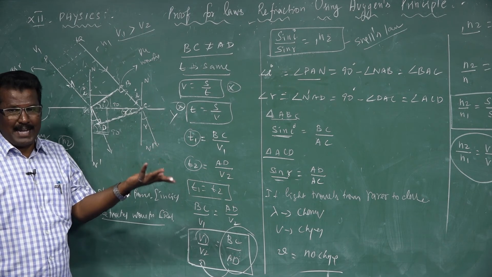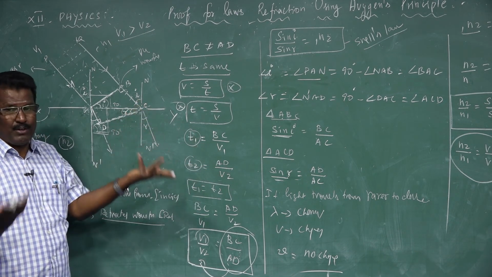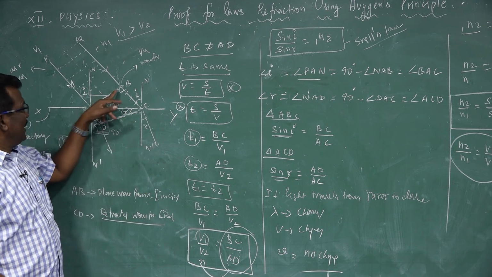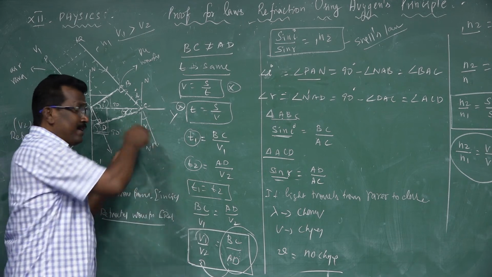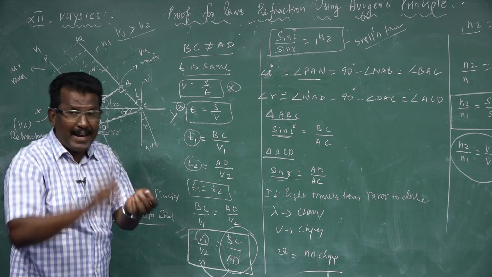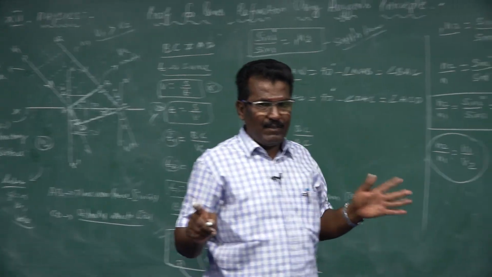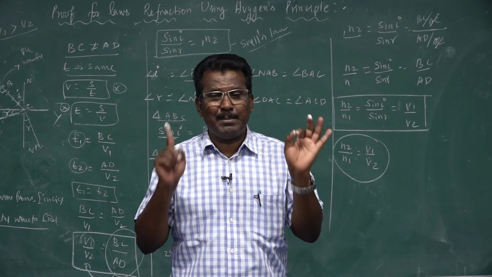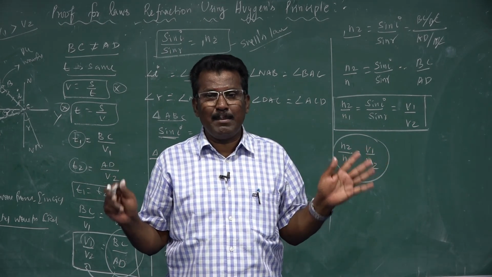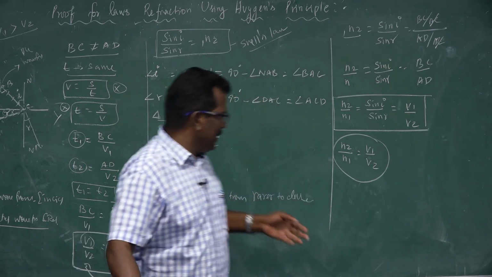Frequency depends upon the time: nu is equal to 1 by t. If the t remains the same, the frequency is the same. The frequency from rarer medium to denser medium is the same. Similarly, when light travels from denser medium to rarer medium, again the frequency remains constant. Wherever light travels from one medium to another, the frequency always remains constant. Keep that in mind. Wavelength and velocity change.